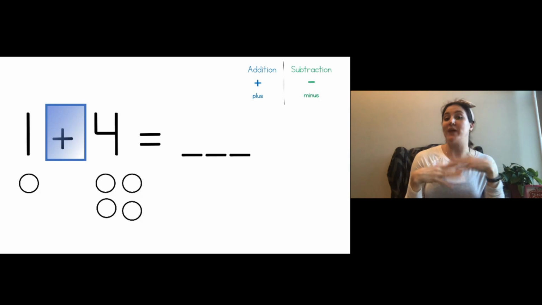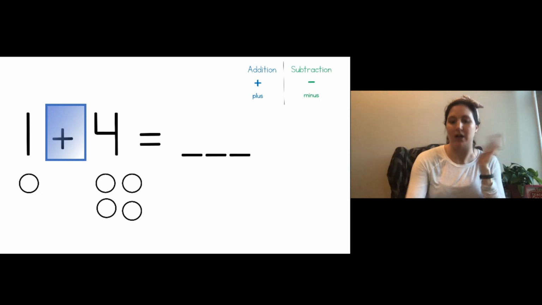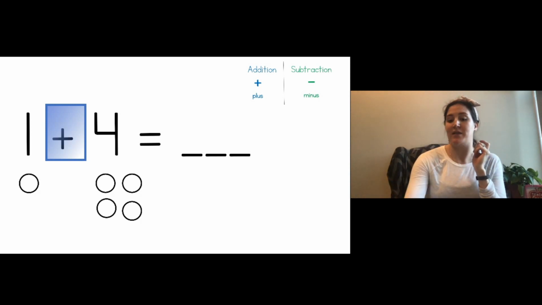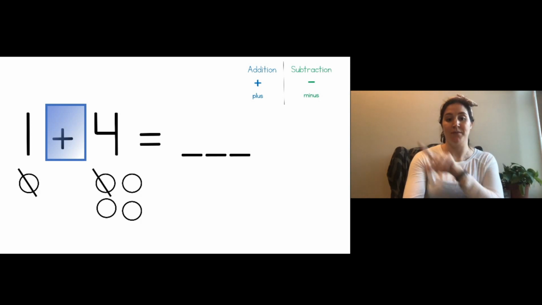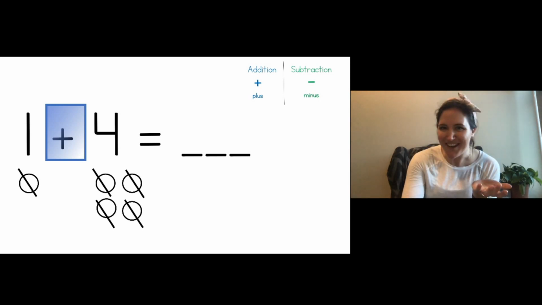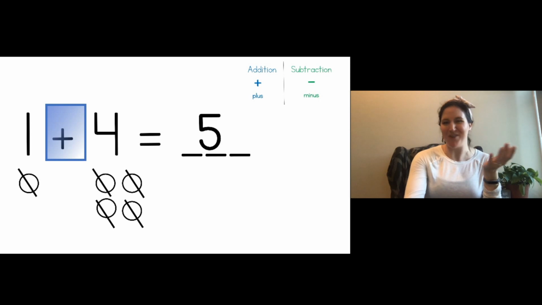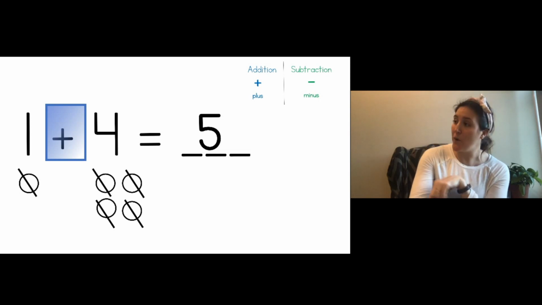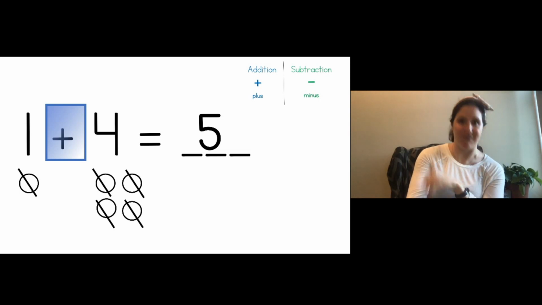Last, we then need to count how many are there all together. So let's count how many there are all together. You can cross off, do a slash on your piece of paper to count with me. 1, 2, 3, 4, 5. Very good. How many are there? 5. Okay, let's read our number sentence together. 1 plus 4 equals 5.